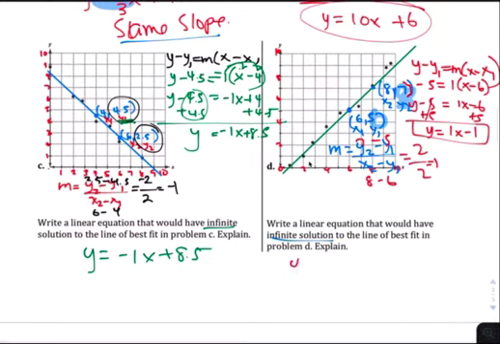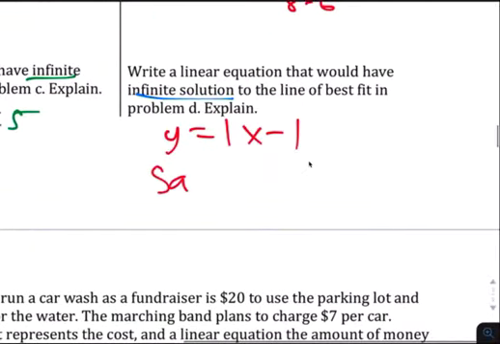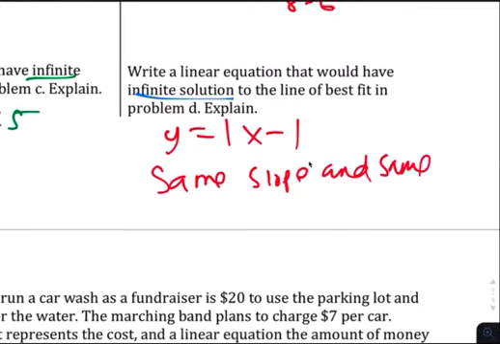And infinite solution, everything's the same. Nothing's different. Same slope, same slope, and same y-intercept.